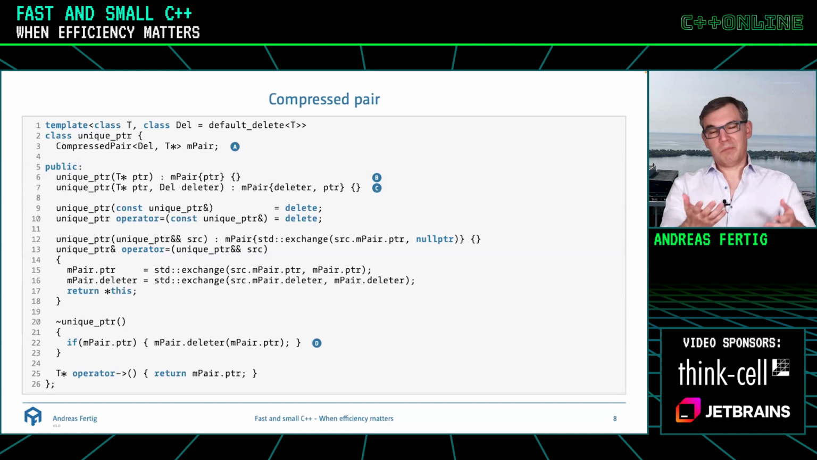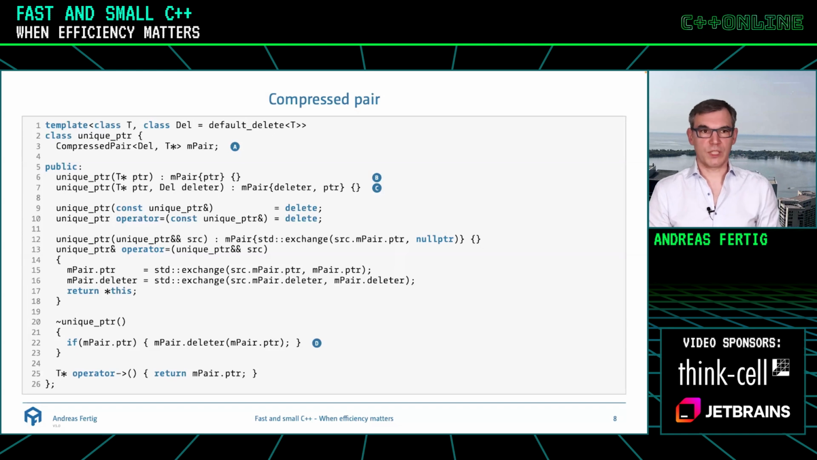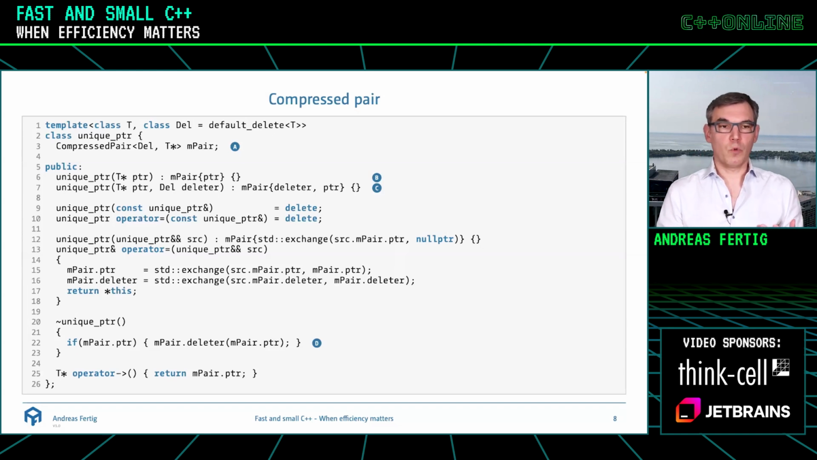The reason for that looking like this is that the compressed pair is used in other places in the standard library. So it's a general utility type. I renamed the members here. Usually they refer to it as first and second, like a true pair. But I thought it made more sense to have more meaningful names for this talk.